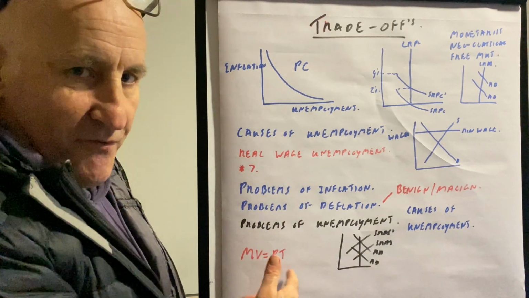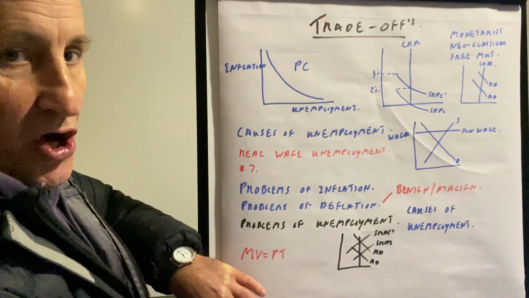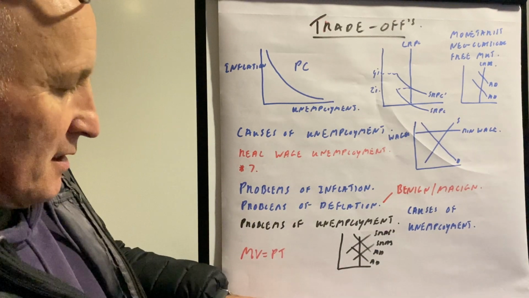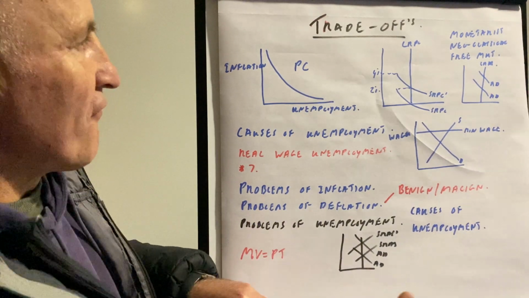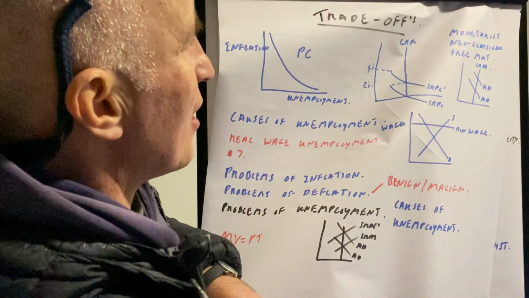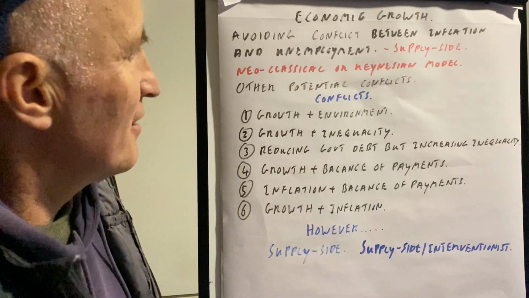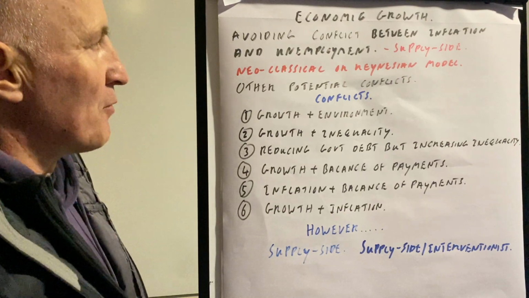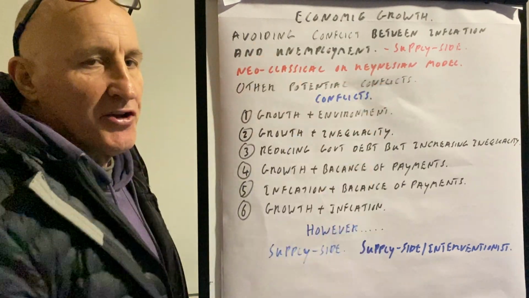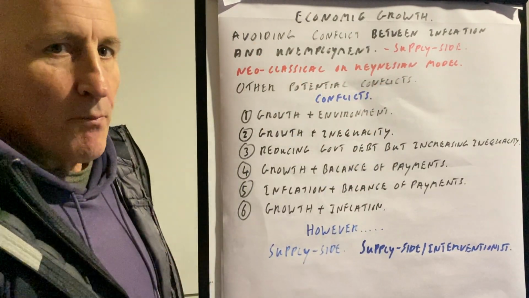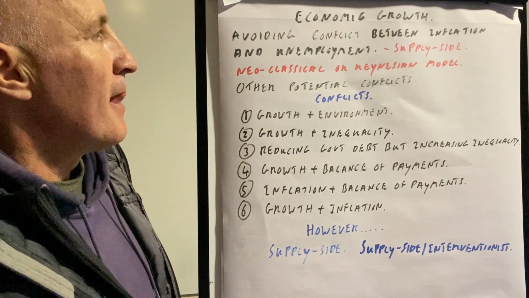And lastly, we looked at MV equals PT, and we looked at this diagram on here. So we started off with that. Now I'm just going to rip this off the page. There's a reason behind that, which I won't bother to explain. And then we come on to the idea of economic growth, which is what part 2 is all about.